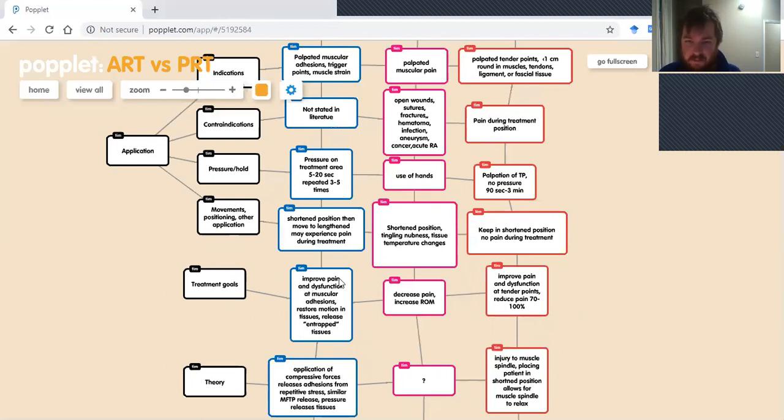Whereas in PRT, the goal is improving pain dysfunction at tender points rather than at trigger points. You also want to reduce pain by 70 to 100%. I find that interesting and different. That is the outcome goal. Even when you're placing the patient in the position, their tender point might still have a little bit of pain, but you want a reduction of at least 70%.